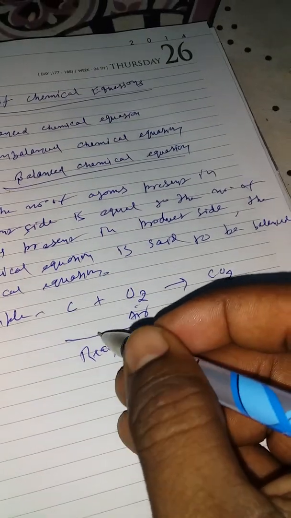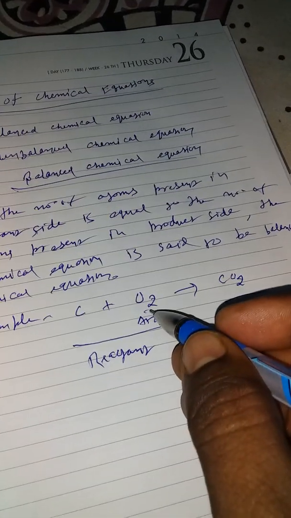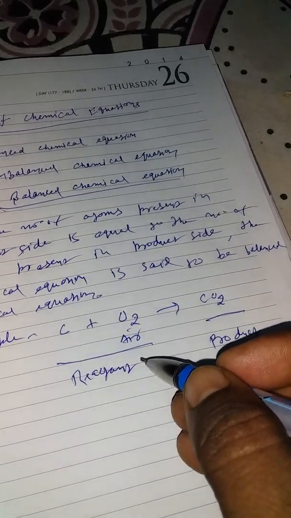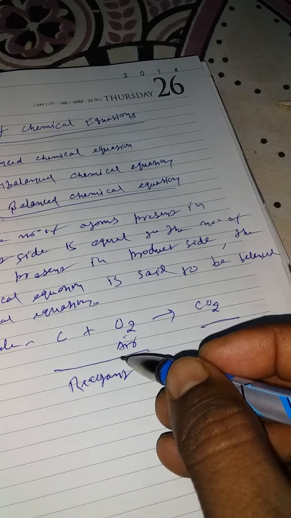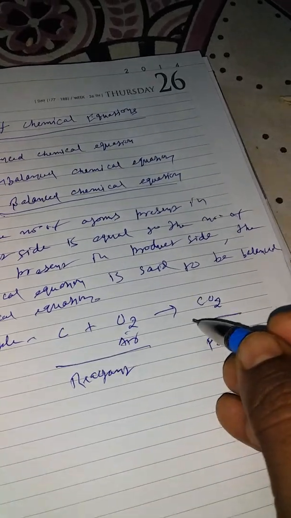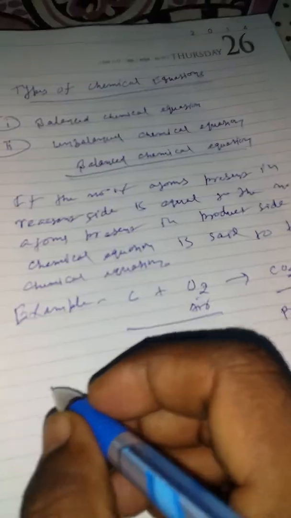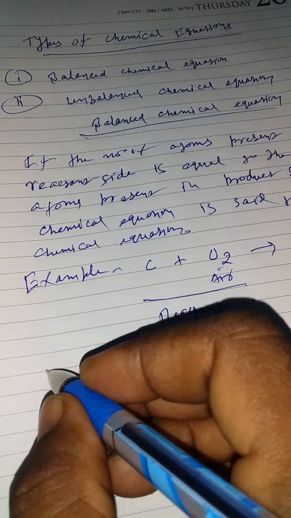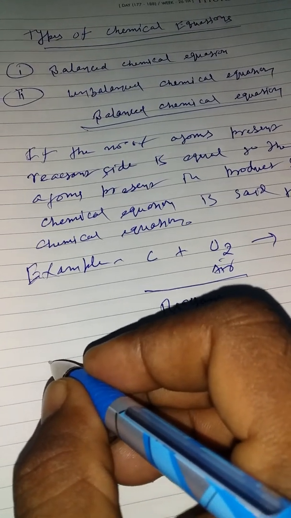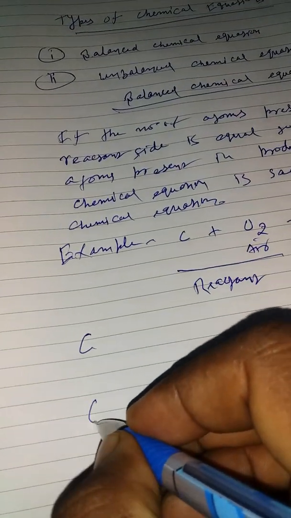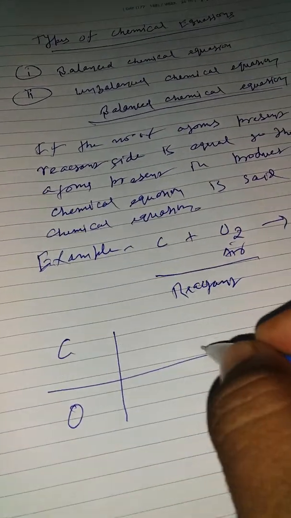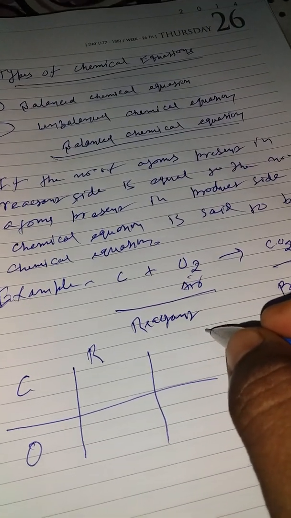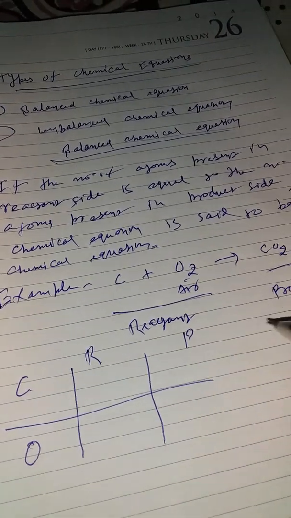So here we see that carbon reacts with oxygen and then forms carbon dioxide, and for simplicity we express this chemical reaction in terms of a chemical equation. Here we see whether it is balanced or unbalanced. In this chemical equation, atoms of carbon and oxygen are present. On the reactant side we see the number of atoms, and on the product side we see the number of atoms.